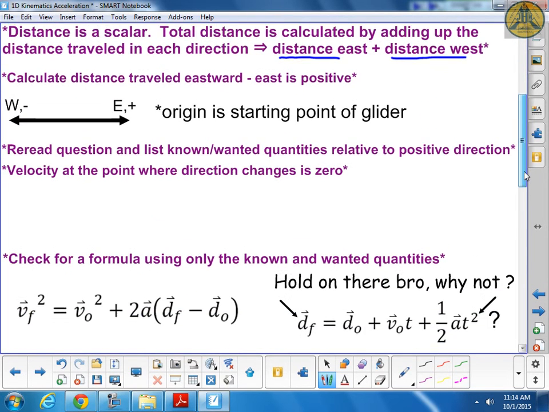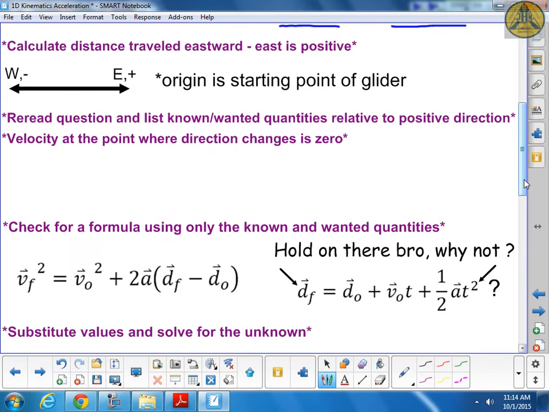So we'll start by first calculating the distance traveled eastward. East is positive, so I'm focusing just on that. The origin is wherever this glider is. That's the 0, 0 point. So I'm going to look at the question again and write down everything that I know. So I know my initial velocity is 25 meters per second east. My acceleration, calculated before yesterday, negative 5 meters per second squared east.